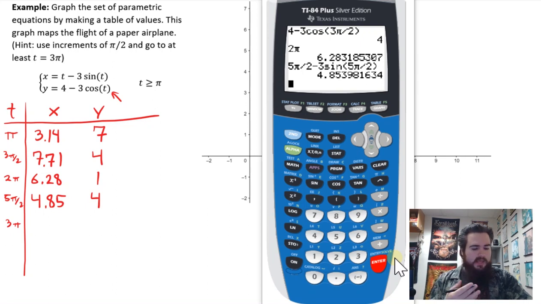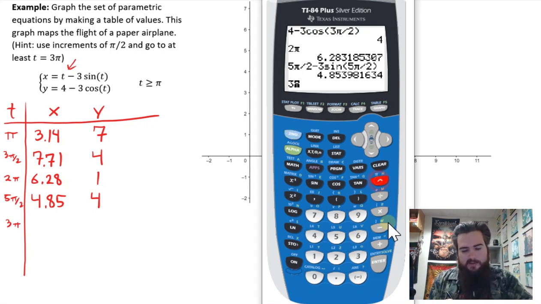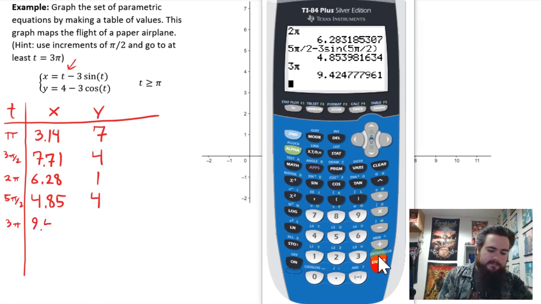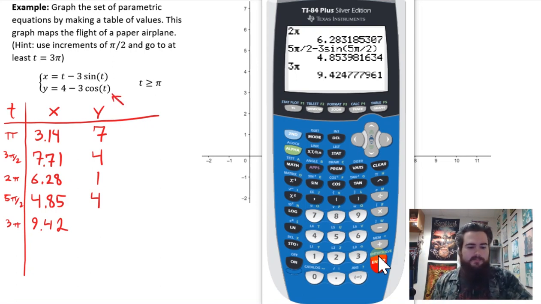With 3 pi in for x, I'm going to have 3 pi minus 3 times sine of 3 pi, the latter of which is 0. So that'll overall just give me 3 pi, which is 9.42. And then if I do that for the y equation, cosine of 3 pi is -1. That's 4 minus 3 times -1, or 4 plus 3. We're going to get 7 from that.